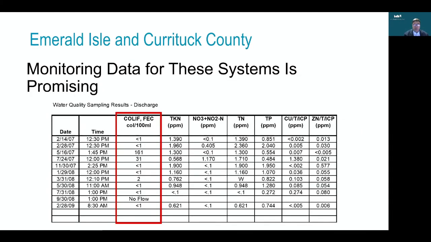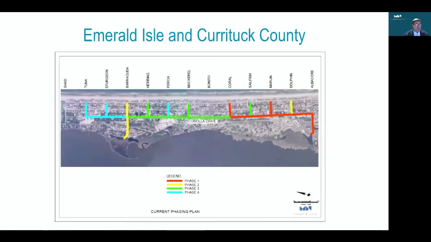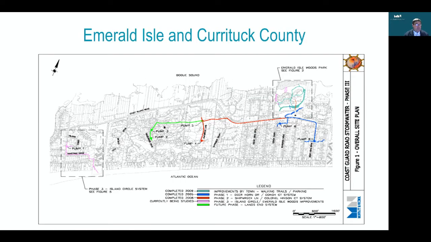So here's just some of the monitoring data to take a look at. These were actually samples done right at the discharge point of the pipe. So what I'll do is go ahead and show you the Emerald Isle system. What we had was these pumps through here that were then coming to this 40-acre tract. This was the first system that we ever got permitted. The agencies wanted us to have a nice natural area for this water to go into and infiltrate before it goes out to the sound.